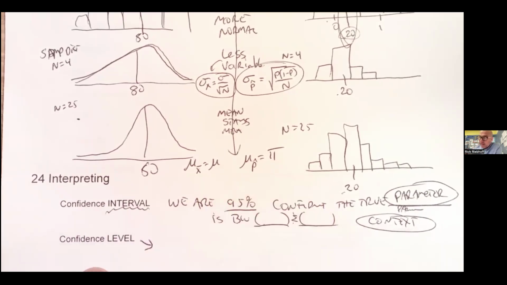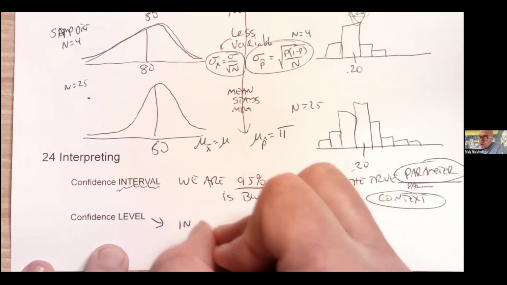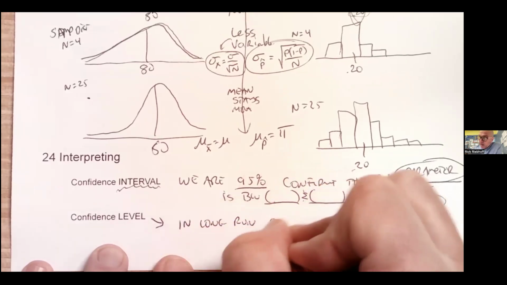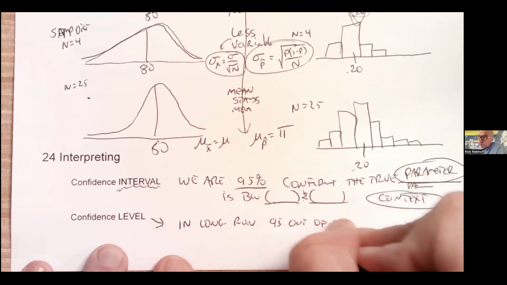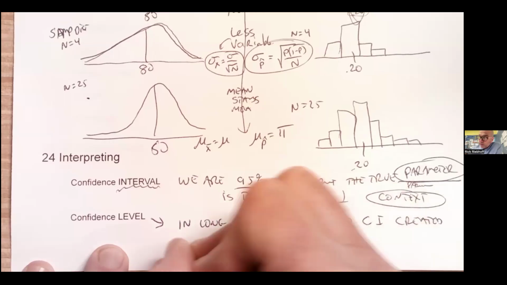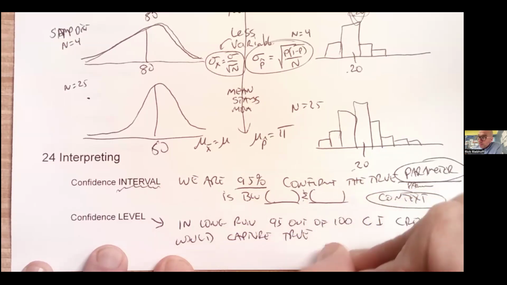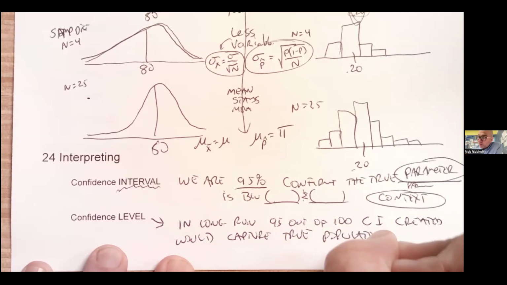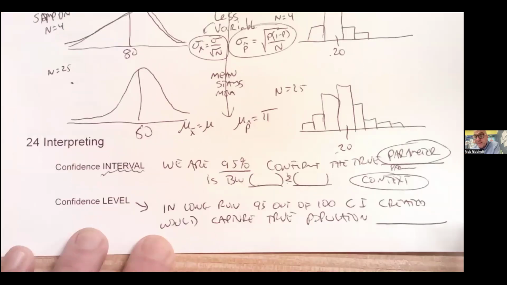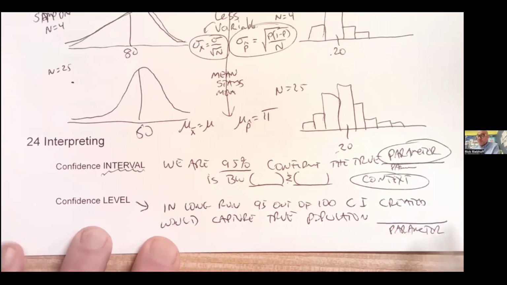Confidence level means this. If we describe what 95% confidence means, you say something like, in the long run, 95 out of 100 confidence intervals created would capture the true population mean, proportion, whatever it is. This is the parameter. And be specific about it. Cool. There we go.